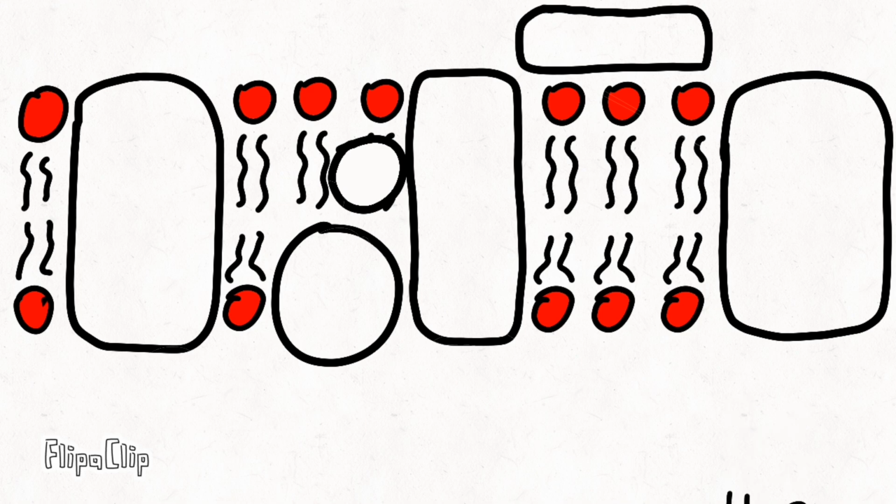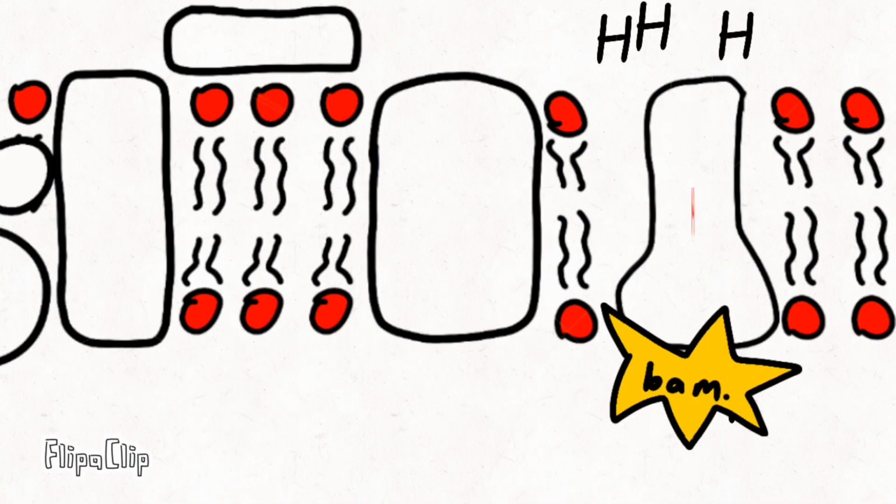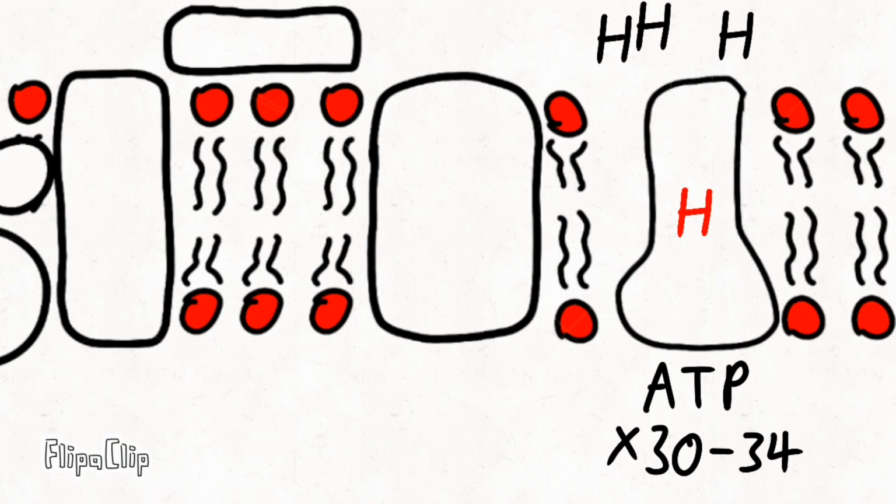There's one thing we can't see, the ATP synthase. Let's bring that into the frame. Remember all the hydrogen from earlier? The hydrogen moved through the ATP synthase, spinning, creating 30 to 34 ATP.